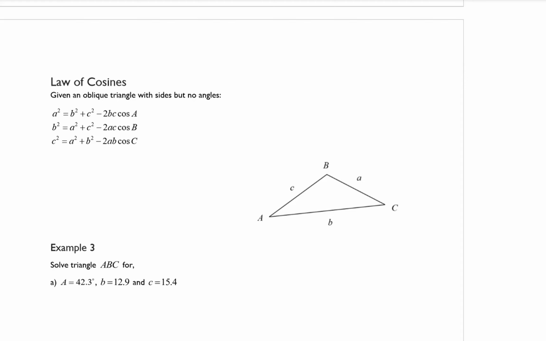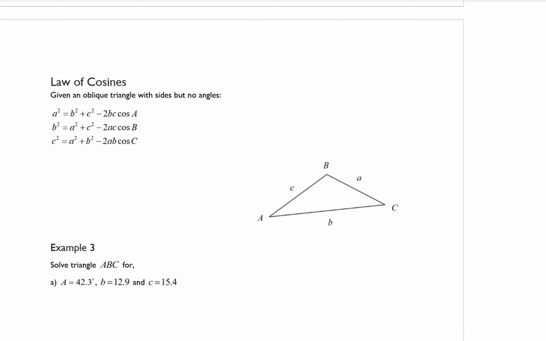In this video, we're going to be talking about the law of cosines, which helps us if we are given an oblique triangle with all sides but no angles, or like we see in example 3a, if we are given two side lengths and one angle. So all three of these equations hold true for an oblique triangle, and we want to solve triangle ABC.